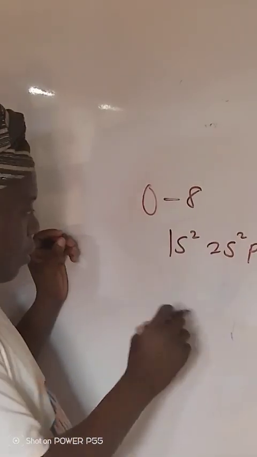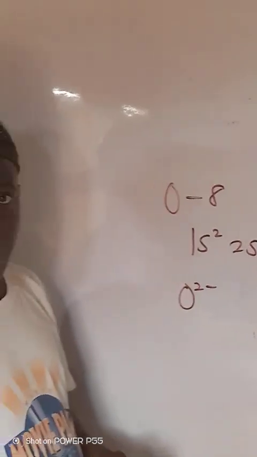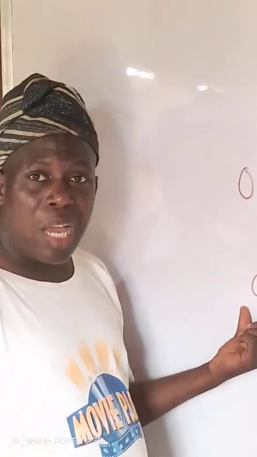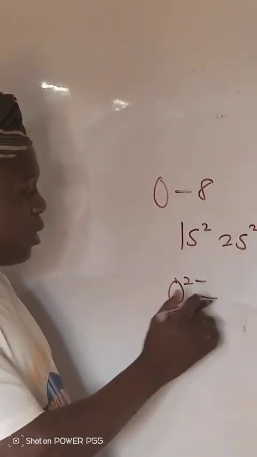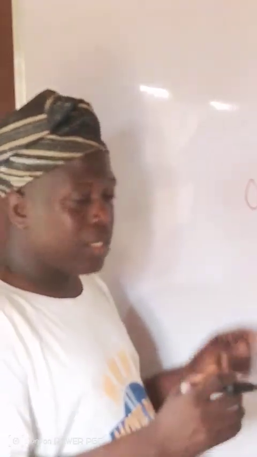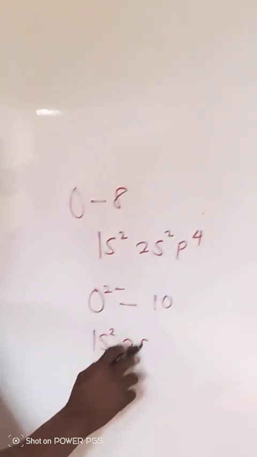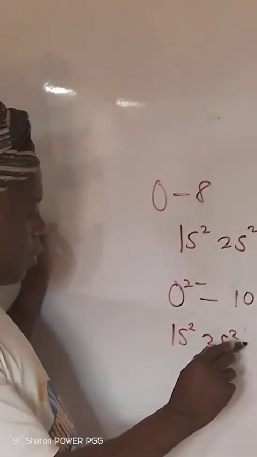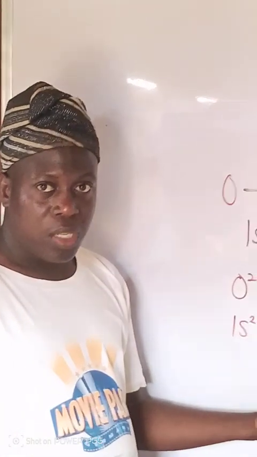Now, let's talk about this one now. Oxygen has gained how many electrons? 2 plus 8, making 10. It means that the atomic number of oxygen now is 10. Is that the case? If you want to write the electronic configuration for it now, it will be 1s2, 2s2, 2p6. This one also belongs to what block? P block. Is that taken?